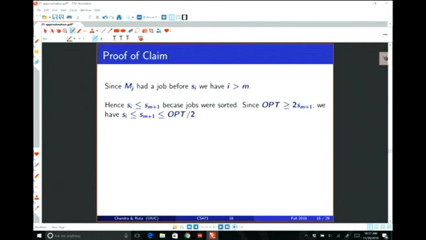Okay, and that's it, that's the proof. So it's like saying that, basically, since we sorted the jobs, any job which is more than m plus 1 is no more than half the optimum value, right? So the only way that job will stack on something else is if it is not too big compared to opt. It has to be at most half of the optimum value.